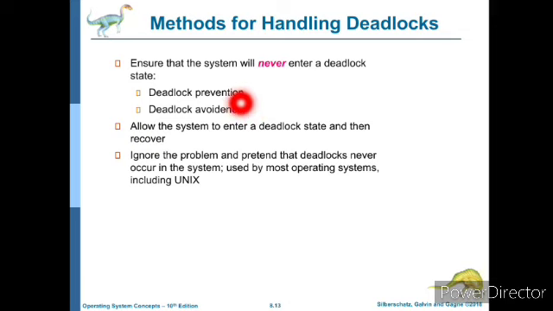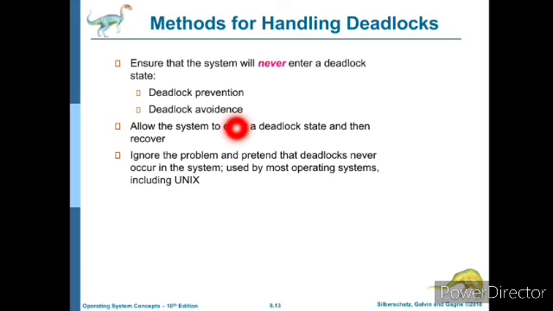avoidance scheme. Okay, the deadlock prevention, it provides a set of methods to ensure that at least one of the necessary conditions cannot hold. That is, it may be mutual exclusion, no preemption, hold and wait, and circular wait. If one of the conditions cannot hold, then you can prevent the deadlock. Okay, next one we have deadlock avoidance.